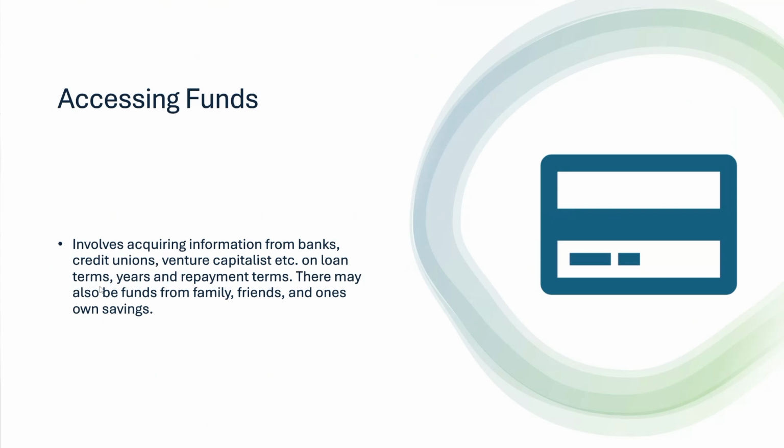Accessing funds is another function of the entrepreneur, and it involves acquiring information from banks, credit unions, and venture capitalists on loan terms, years, and repayment terms. There may also be funds from family, friends, and one's own savings. An entrepreneur can use their own personal savings to start up their business, but many times they won't have as much. So they will seek funding outside of that. They can seek it from investors, banks, credit unions, and other places such as friends and family.